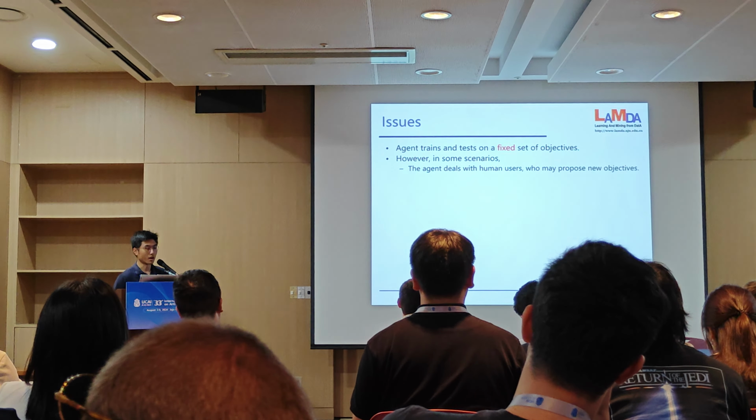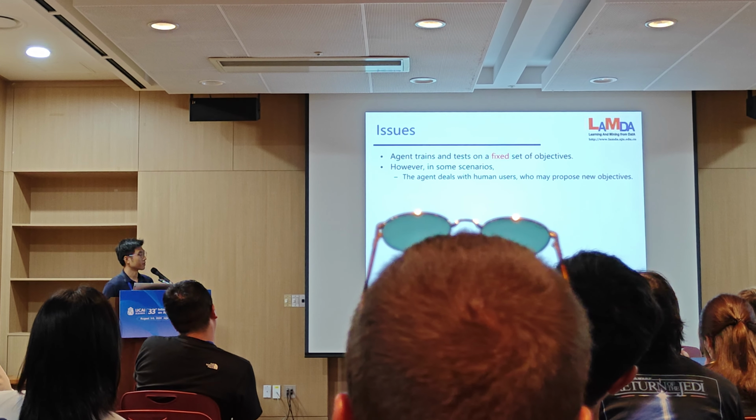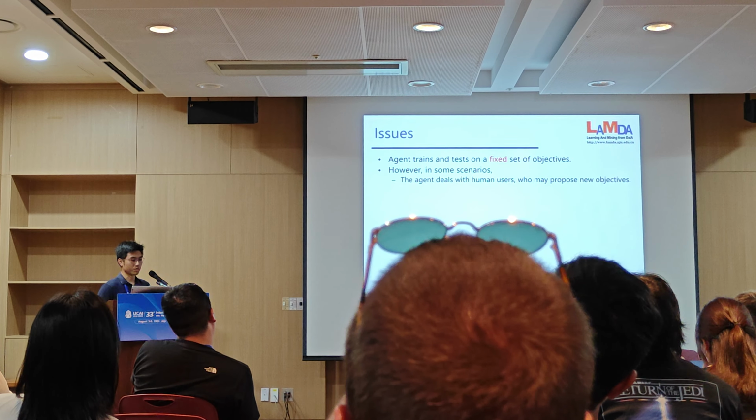However, in some real-world scenarios, our agent may deal with human users who may propose new objectives at any time. For example, after one day of driving, our passenger may propose a new objective, like staying in the lane. Another problem is that the reward signals for some objectives may become inaccessible due to detector or sensor malfunctioning, but these objectives still matter. In conclusion, the learning objective set for the agent may evolve over time.